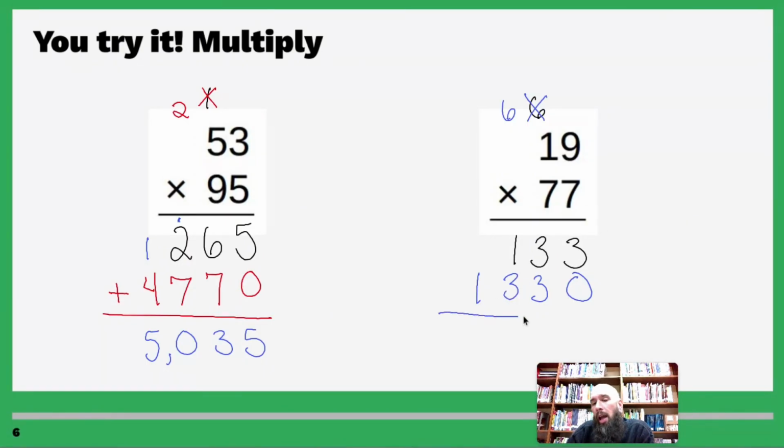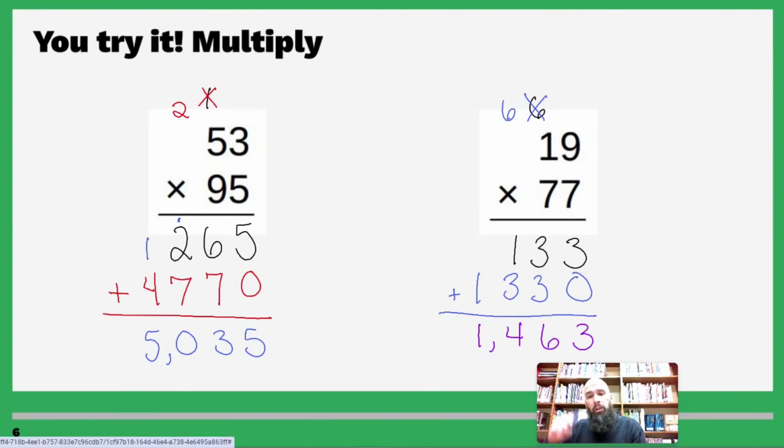But what we do is we add these guys together. We get 3 plus 0, which is 3. 3 plus 3, which is 6. 1 plus 3, which is 4. And nothing plus 1, which is 1. 1, 2, 3, comma, 1. You have 1,463.